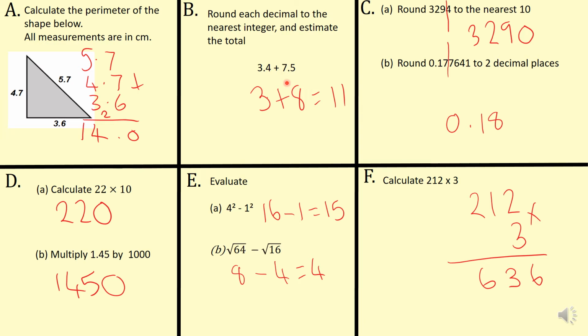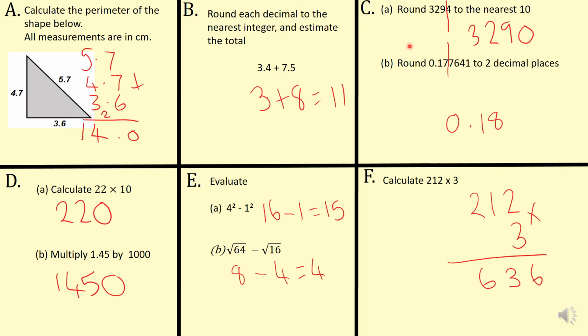Then you do the same thing with 7.5. You look at the digit straight after the decimal point. Because it's 5, I need to round 7 up. If you round 7 up, it changed to 8. Then I have 3 add 8, which is 11, because the question was asking to estimate.